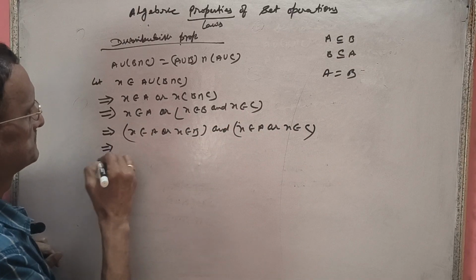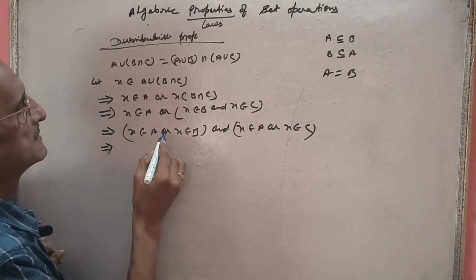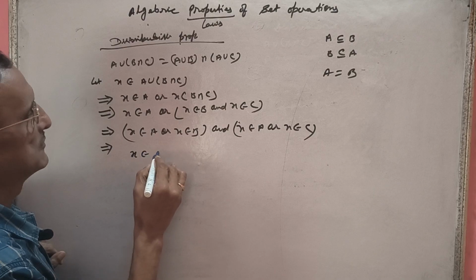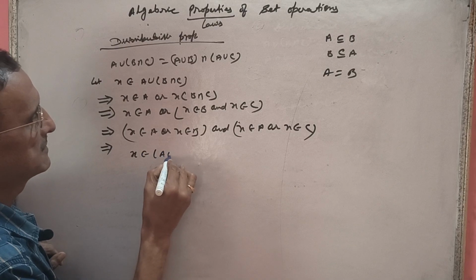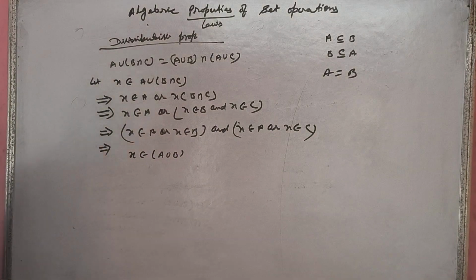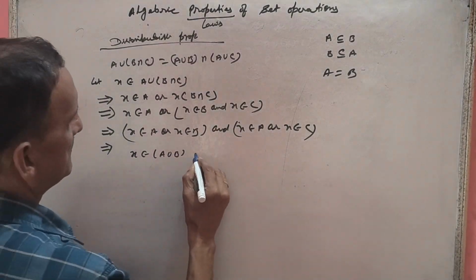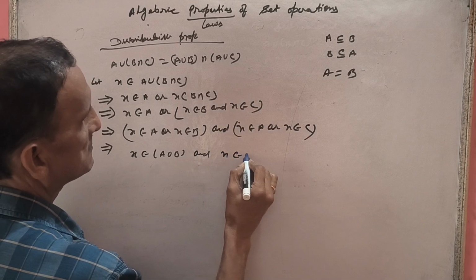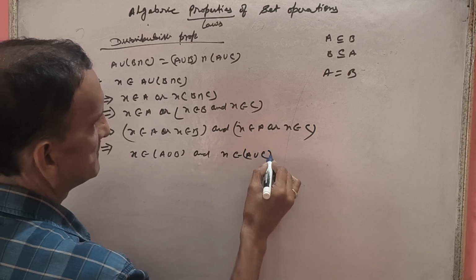Now, what is the meaning? X belongs to A or X belongs to B. What is the meaning of union? X belongs to A union B. Then what is the meaning here, and what is the meaning of this? X belongs to A union C.